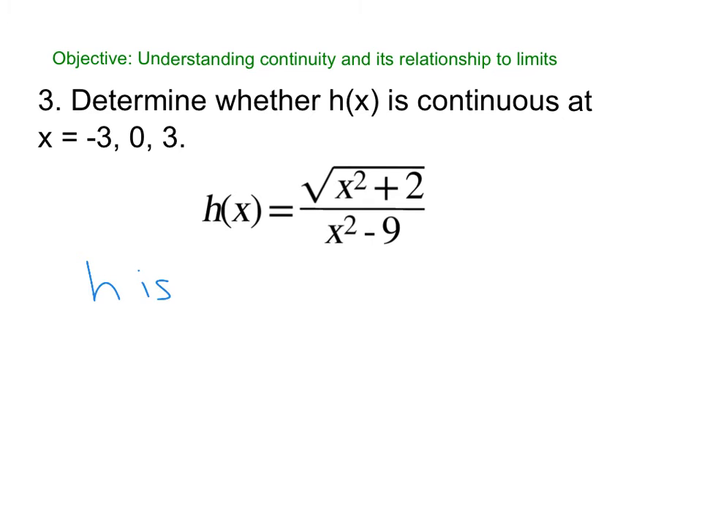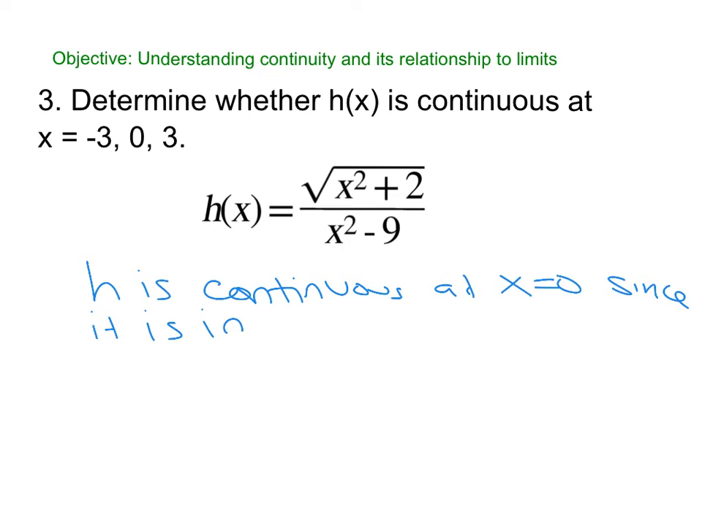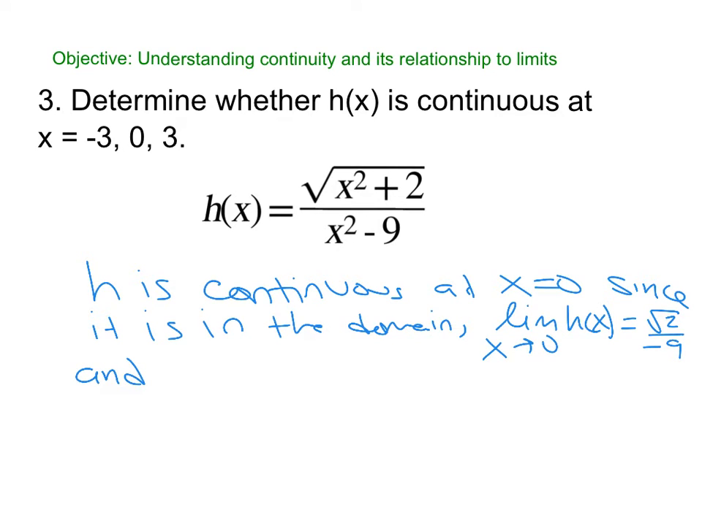H is continuous at which one? At x equals 0, since it is in the domain, the limit as x approaches 0 of h of x is the square root of 2 over negative 9, and h of 0 equals the square root of 2 over negative 9. It's another way of putting it. So the limit exists, it equals the function value, and x equals 0 is in the domain.